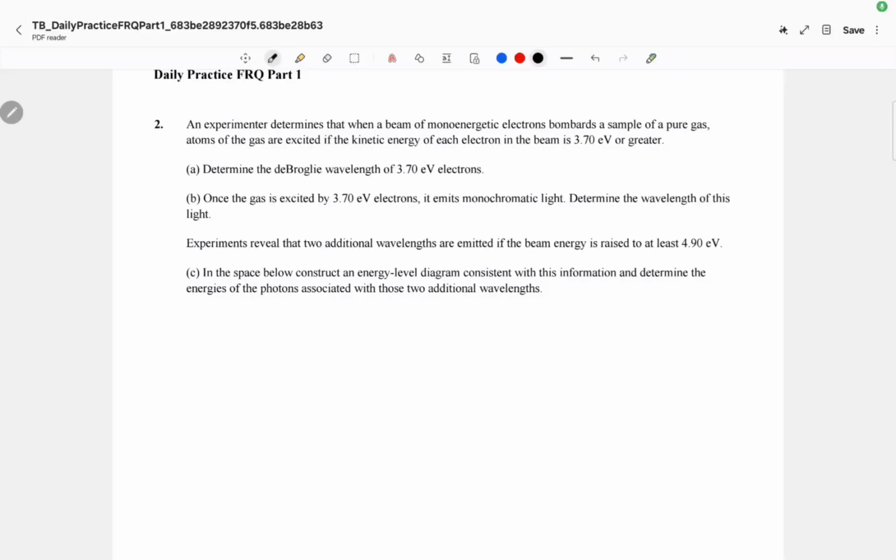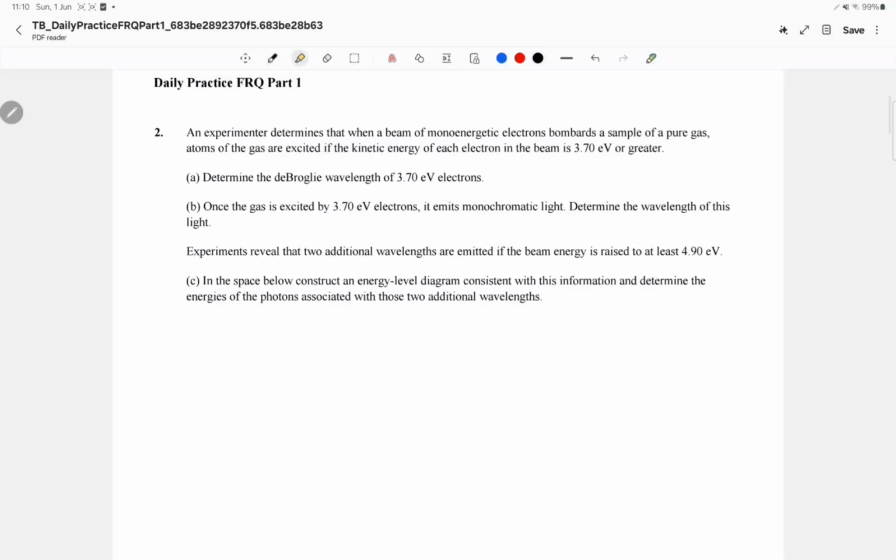Okay, so here it says that we should determine the de Broglie wavelength of a 3.17 electron volt electron. So the equation for the de Broglie wavelength is going to be lambda is equal to h over p, and p is equal to mass times velocity. P is the momentum here.